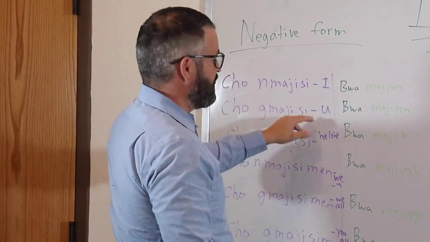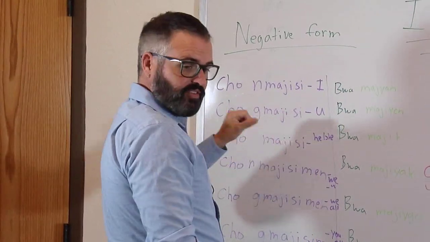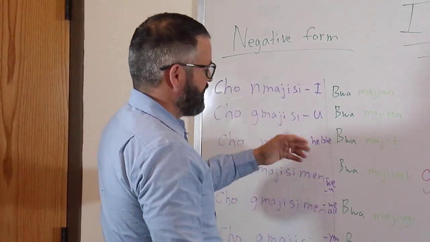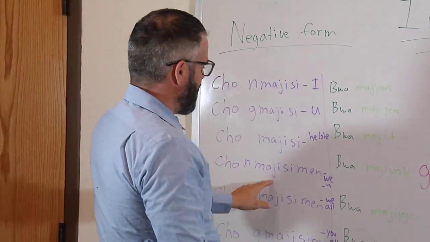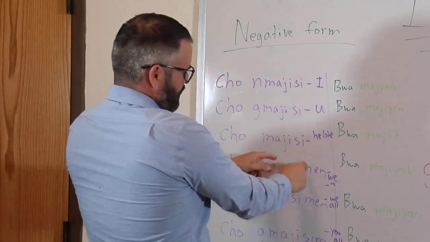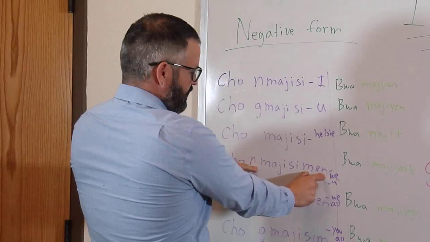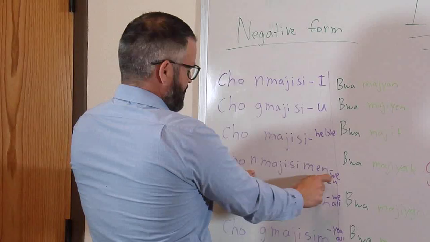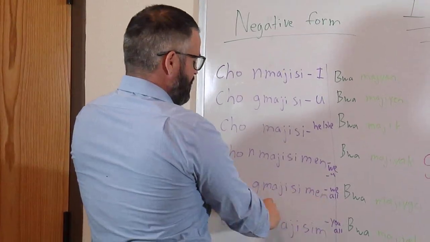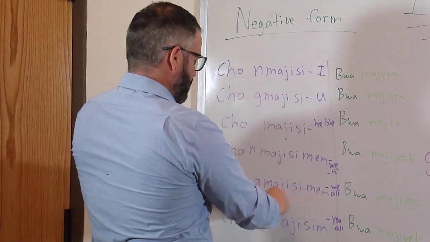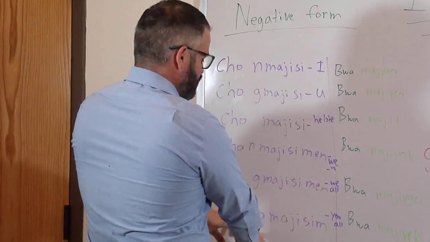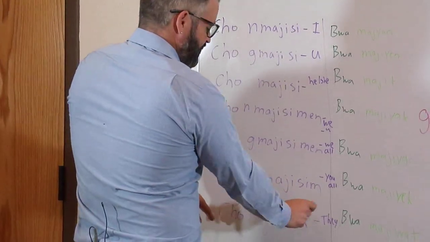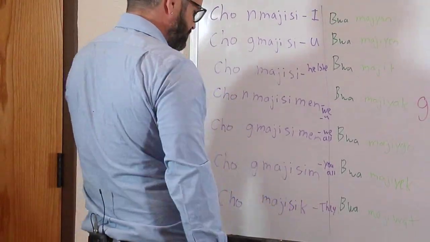Cho gamaji si, you're not leaving. Now this isn't a command, this is a statement. You're not leaving. Cho gamaji si. Cho maji si, he or she is not leaving. Cho namaji si men. Now here, if you'll notice the men and the in for the we but not you, the si goes inside of it. Okay, so cho namaji si men. Cho gamaji si men. So we all are not leaving. Cho gamaji sim, you all are not leaving. Cho maji sik, they are not leaving.